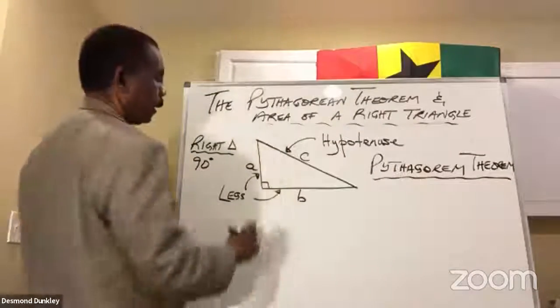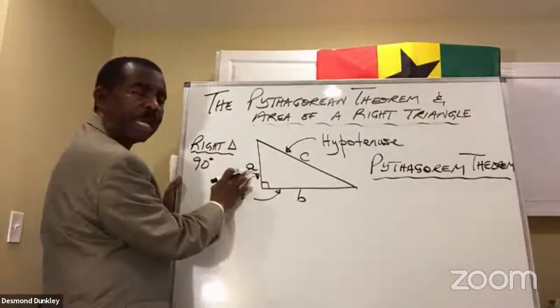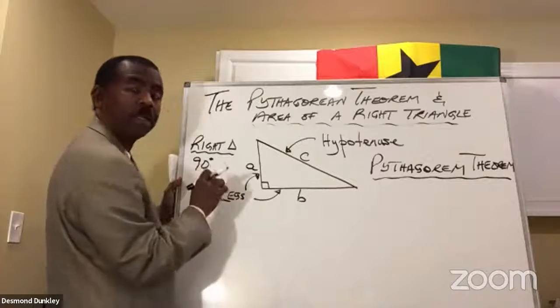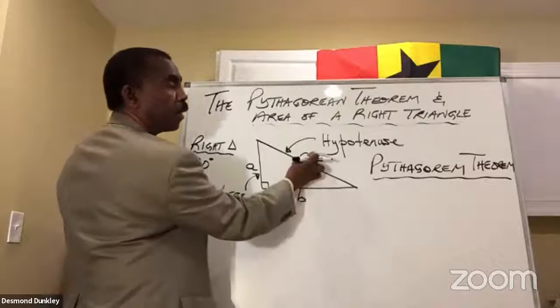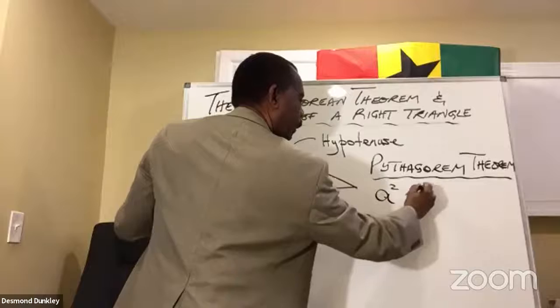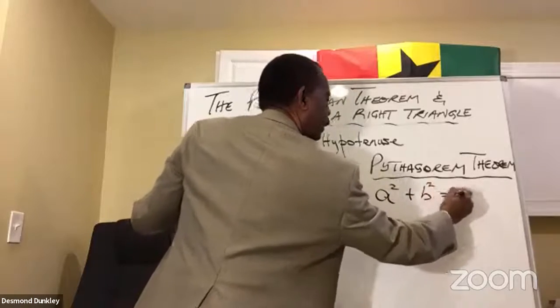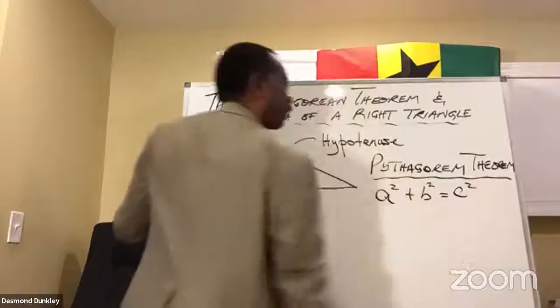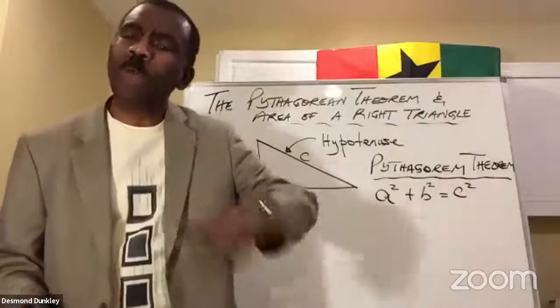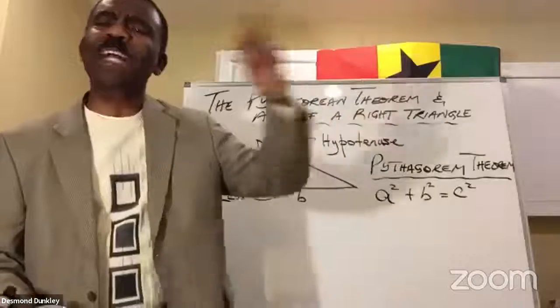What it says is that if I square this leg and square that leg, the two of them added together will equal the square of this leg. So A squared plus B squared is equal to C squared. This principle is going to come back over and over again.